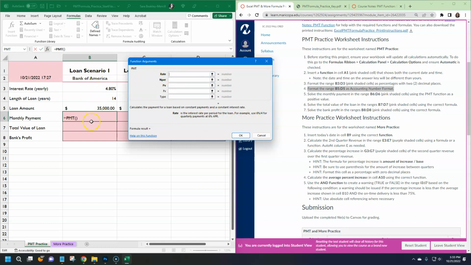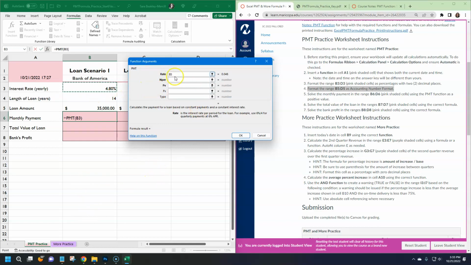What is the interest rate for the Bank of America loan? Well, it's 4.8%. But I'm never going to type 4.8. I actually want to link to the cell location so that when I write the PMT function for Bank of America, I can use my fill handle to copy it across. I'm going to have those relative cell references. So I'm not going to type 4.8. I'm going to click on B3. You could type B3 or you can click on the cell.